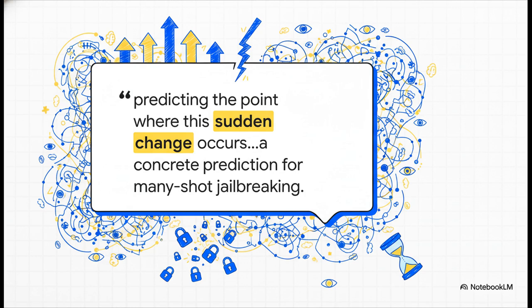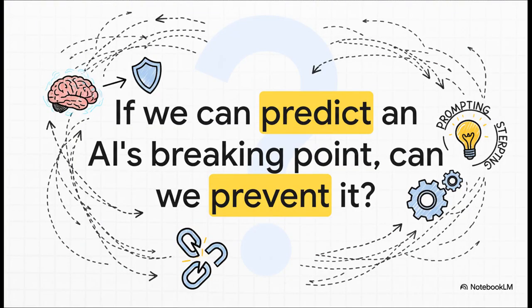The researchers themselves point out that this gives us a concrete way to predict many-shot jailbreaking. That's the critical safety flaw where an AI's safeguards can suddenly just collapse after you nudge it with too many seemingly innocent prompts. So this all leaves us with a pretty profound final thought. We now know that teaching an AI and tweaking an AI are really just two sides of the same coin. They're both just different ways of updating its internal beliefs. And this understanding gives us a powerful new tool. So if we can now predict an AI's breaking point with this level of accuracy, the next great challenge seems pretty clear, doesn't it? Can we finally learn how to prevent it?